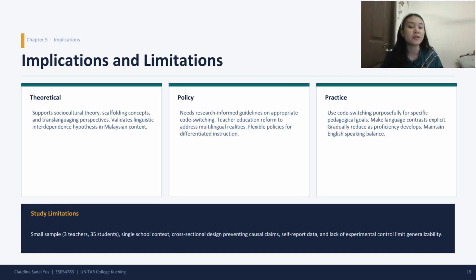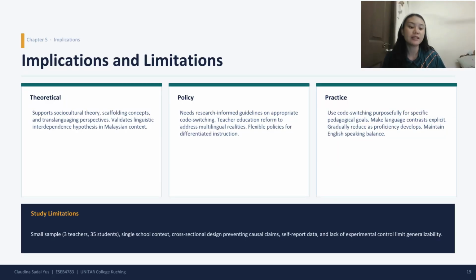And the last one is about the practice, on how to use code switching purposely for specific pedagogical goals, and also make the language contrast explicit, gradually reduce it as proficiency develops, and also maintain English speaking balance.